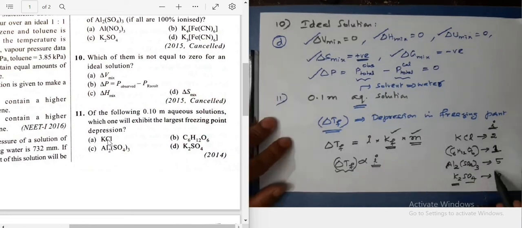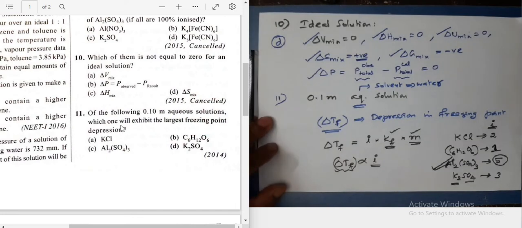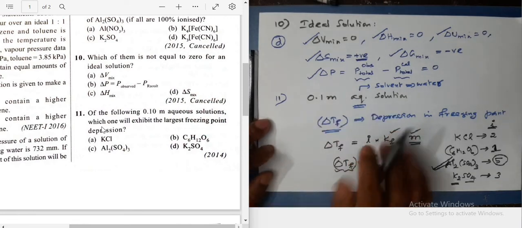Now if you compare the Van't Hoff factor, this electrolyte has the highest value. Therefore delta Tf is largest for option C. Just go through the question. What they are asking, of the following 0.1 molal aqueous solutions, which one will exhibit largest freezing point depression? Freezing point depression means delta Tf. Delta Tf depends on i. So among the four, this compound has highest value of Van't Hoff factor. Therefore delta Tf is largest for that compound. So the correct option for this question is option C.